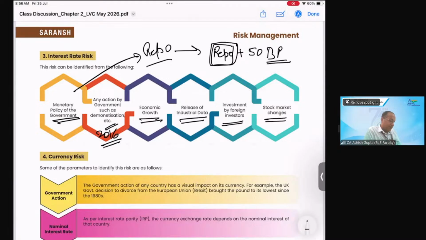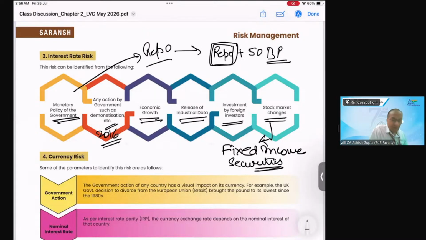Then stock market changes also have a big impact. Of course, it is a matter of debate whether there is any linkage between the stock market and interest rates. But generally, it is seen that when the stock market crashes, more and more people move to fixed income securities, and with more demand, the rate of interest is also likely to rise.